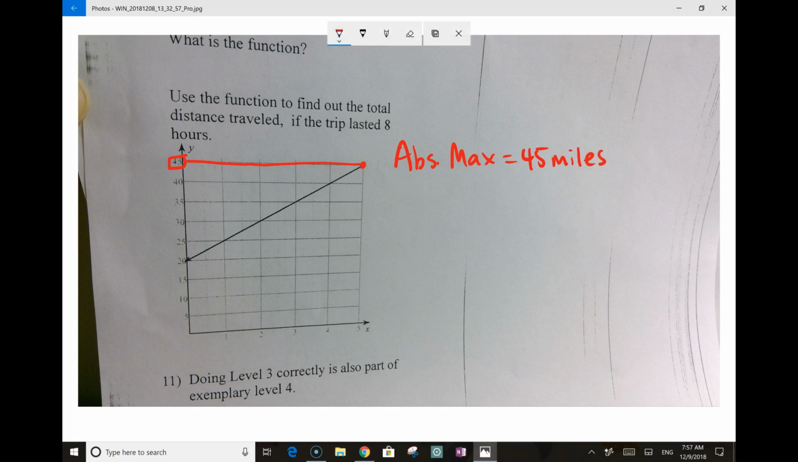Whereas the absolute minimum is the exact opposite. It's the lowest part, the lowest y value, and this is at 20. So this is the absolute min, 20 miles. Okay?